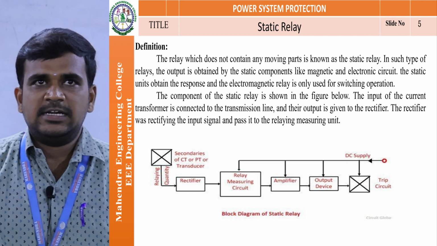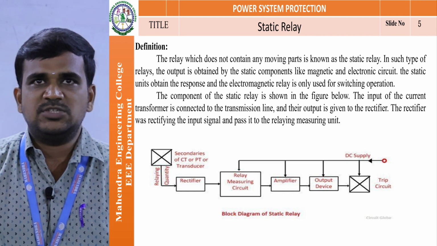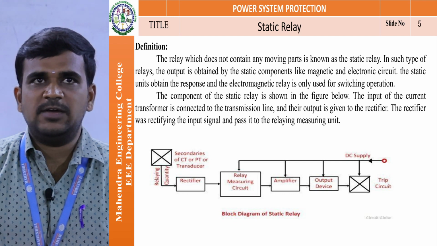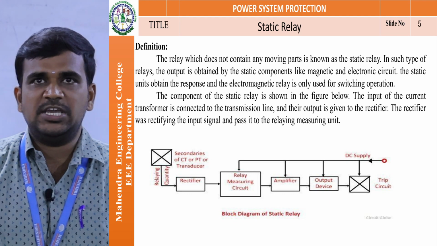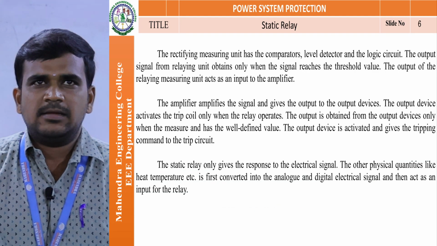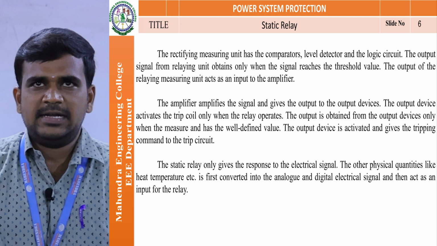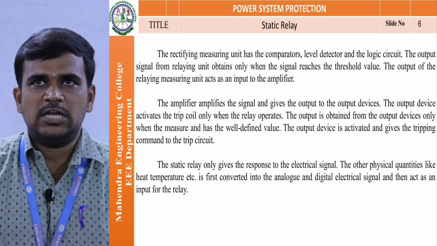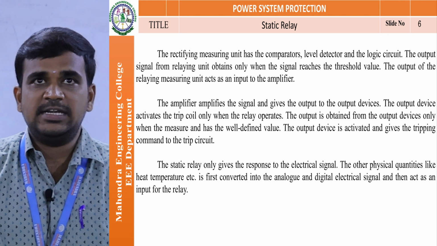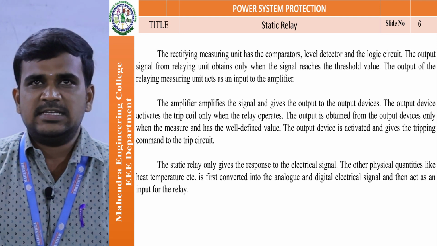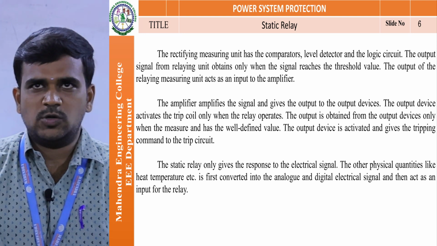The input of the current transformer is connected to the transmission line and its output is given to the rectifier, which rectifies the input signal and passes it to the relaying measuring unit. The measuring unit has a comparator, level detectors and logic circuits. The output signal from the relaying unit is obtained only when the signal reaches the threshold values.